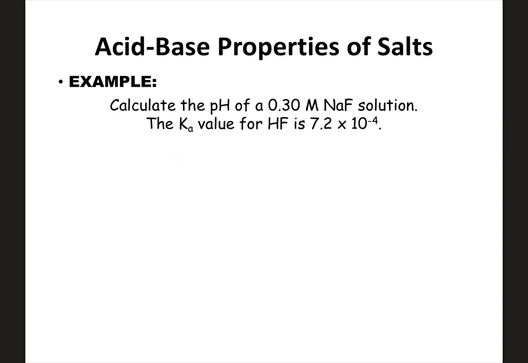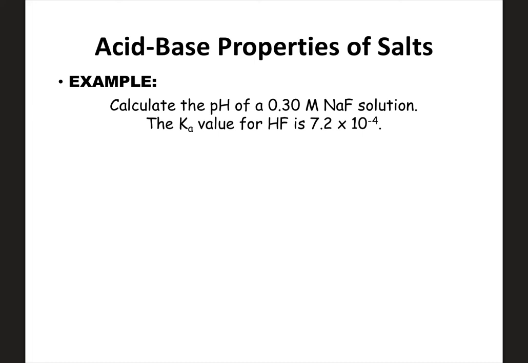We have one last example here that we can do. We want to calculate the pH of a 0.30 molar NaF solution. They're giving me the Ka value for HF. So immediately I know, okay, something's going on here because I'm given the Ka for HF, but they're giving me the concentration of NaF. Well, hopefully you realize here that this NaF is a salt. It's Na plus F minus, it's an ionic salt.